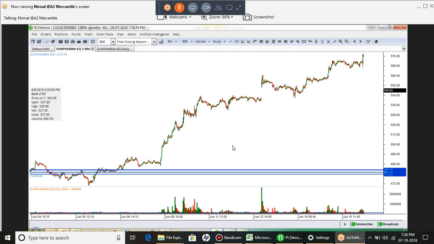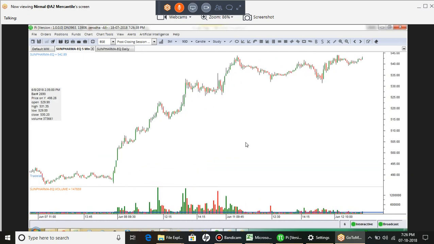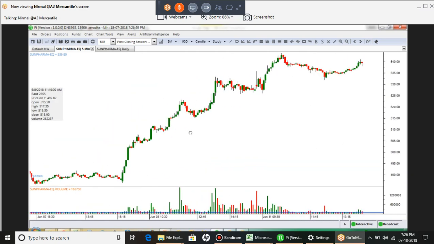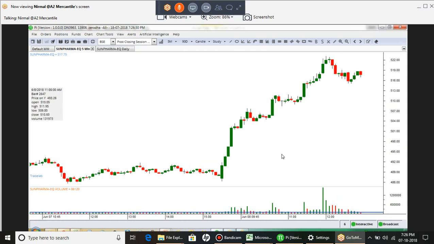After this big breakout happened, okay. When I say big breakout, it means these lines, okay. Once this happened, thereafter the stock started moving in this direction. This big movement came on this particular day, on 8th, right?